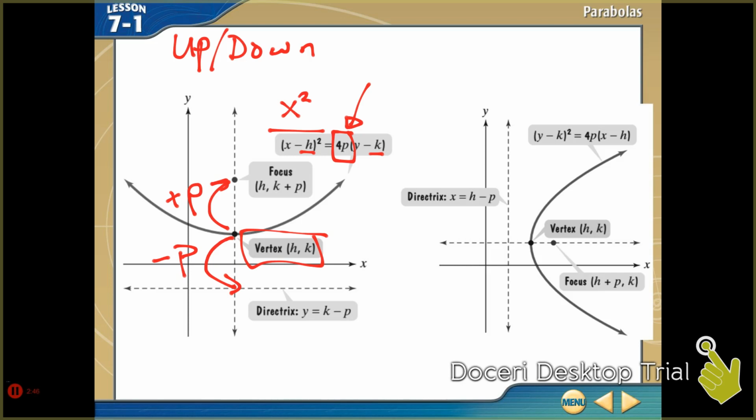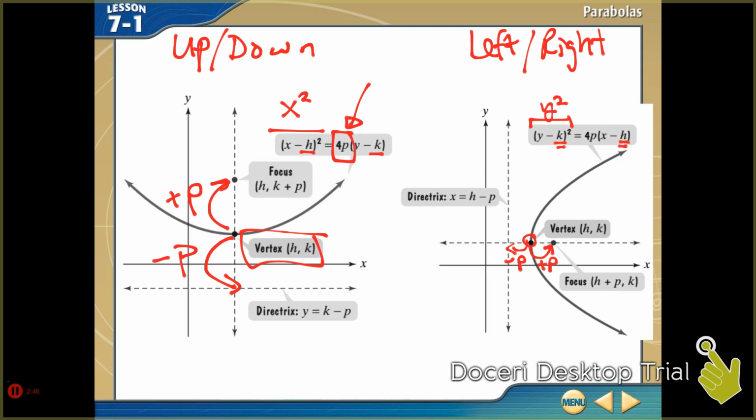If we have one that is going left or right, what we'll see is a y squared term. Same thing with our center points: k and h become our vertex, right there. Then since we're going in the x direction, we add a p-value, and then we subtract a p-value to get to the directrix.